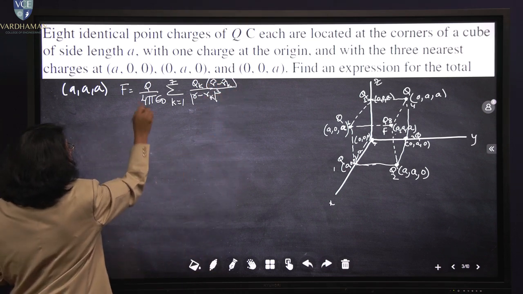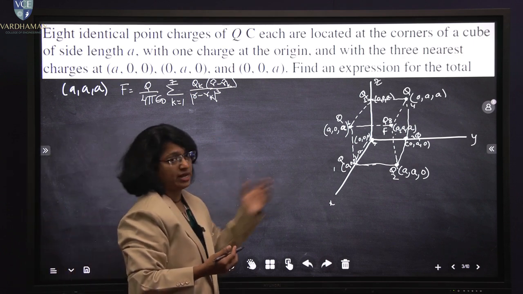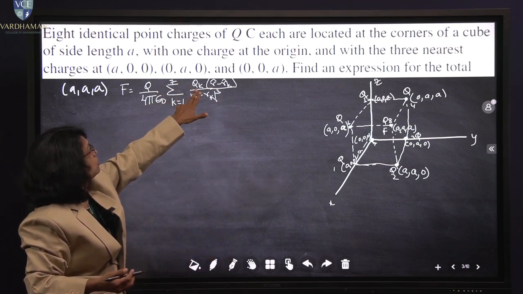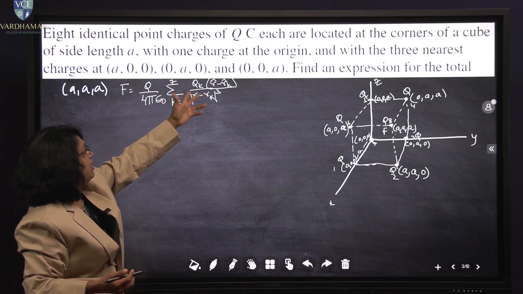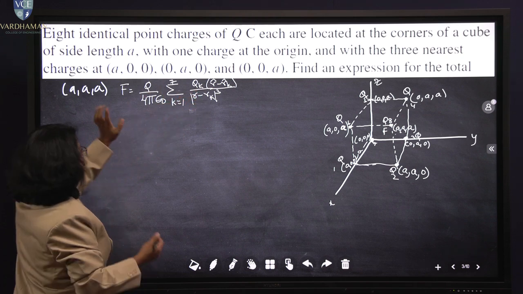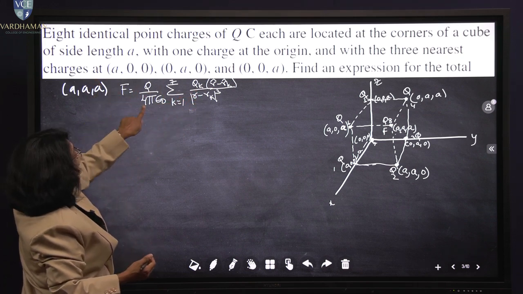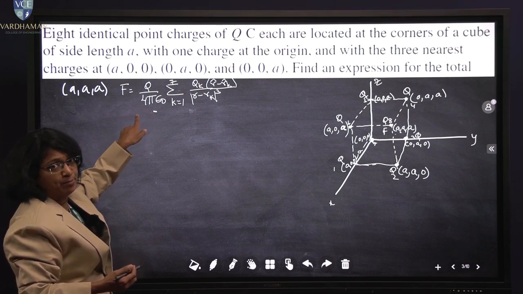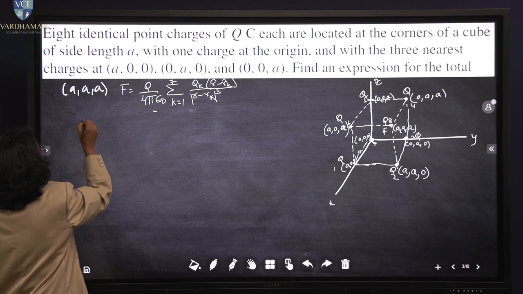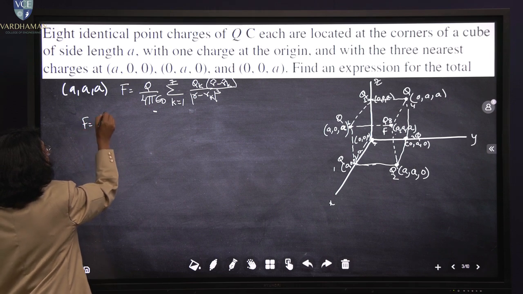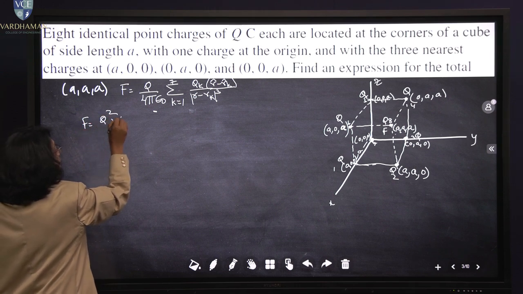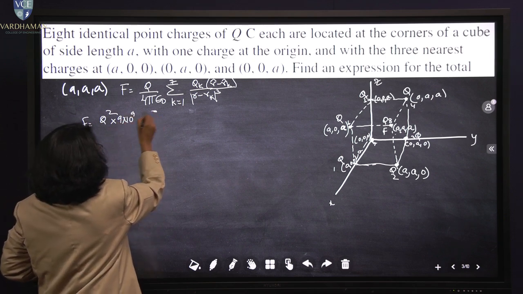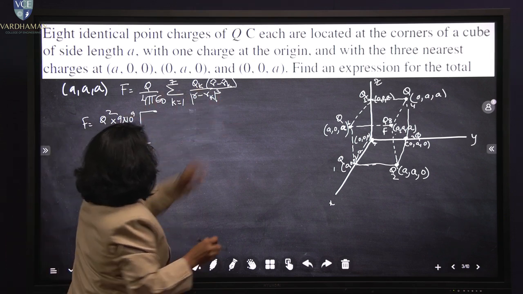Now let me expand this. Since all the charges are identical, this q is common for every point. So I am bringing this qk, which is nothing but q coulombs, outside and writing q square here. And 4 pi epsilon naught, I already know the value. It is 9 into 10 power 9. So F is equal to q square into 9 into 10 power 9. Keep it aside and let's find out this entire term.